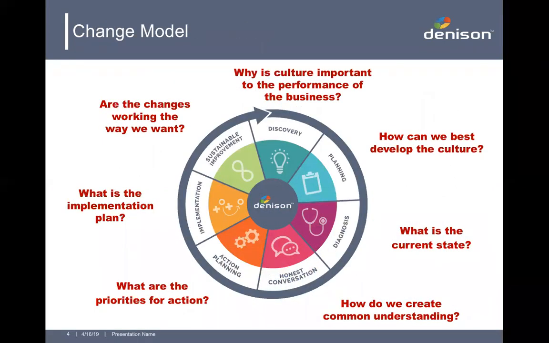So the other point I'd like to make before we get started is that in all of our engagements, we use this change model. We start out with a discussion on why the culture of the organization is important to the performance of the business. We look at how an organization can best develop their culture. Then we go to the assessment stage and try to understand what the current state is. The discussion, the feedback, the results, and the action planning are designed to create a common understanding of what these findings mean, and then decide some priorities for action.